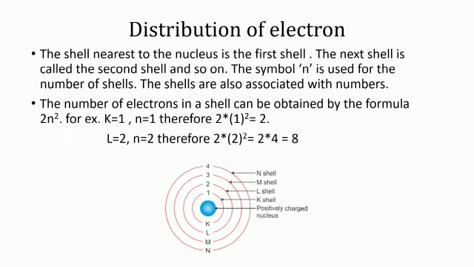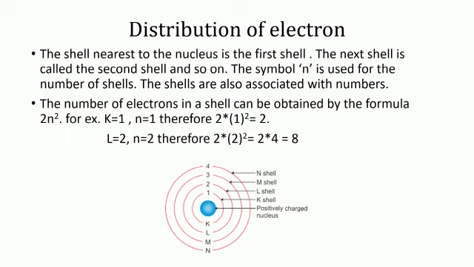Let's see how it is done. K shell is the first shell, so n will be 1. We will substitute the value of n in the formula 2n squared and we will get the answer 2. It means that in the K shell only 2 electrons can be added. We cannot add more than 2 electrons in the K shell, that is the first shell.